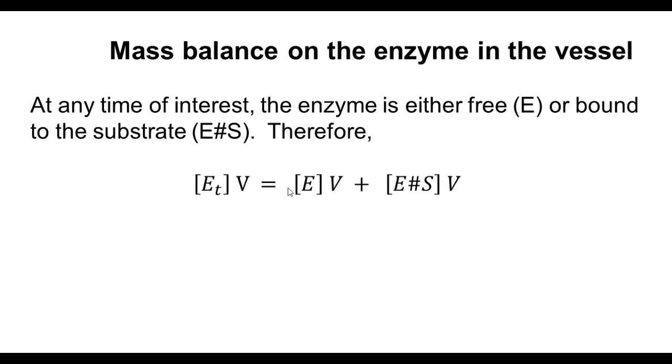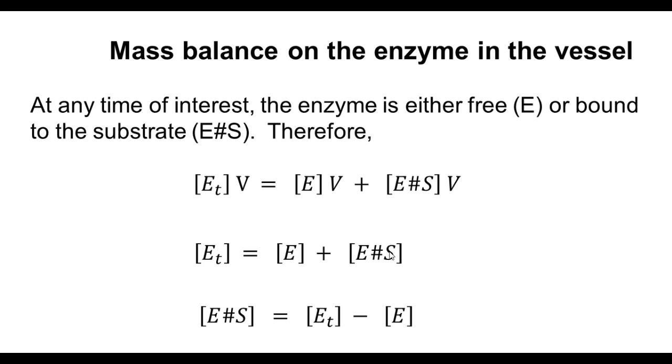So this is just the mass balance. This is what can be equated. The concentrations cannot be equated directly, but the masses can be equated. Now, since all the volumes are the same, we get equality in concentrations. The concentration of the total enzyme equals the concentration of the free enzyme plus the concentration of the bound enzyme, or bound as enzyme substrate complex. And therefore, this is just a transposition of this equation. The concentration of the enzyme substrate complex is the total concentration of the enzyme minus the concentration of the free enzyme.